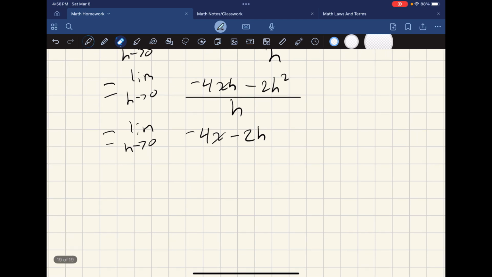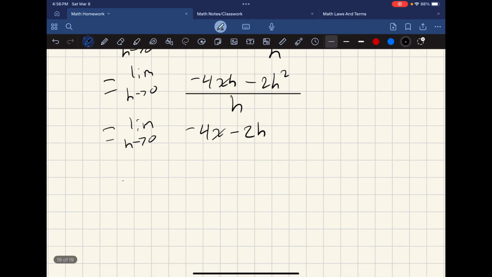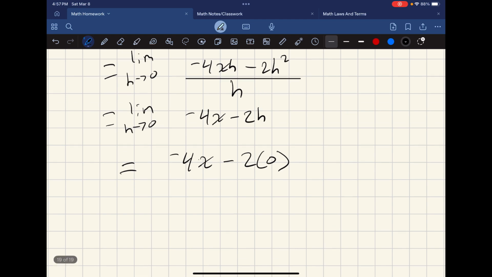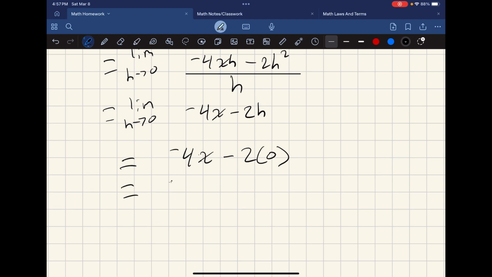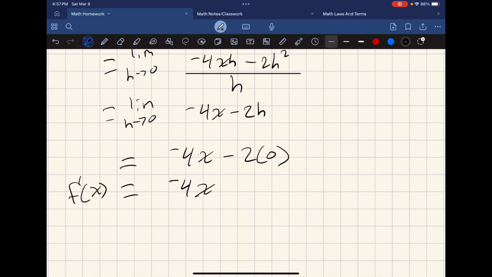So next, we're just going to go ahead and plug in 0 for h. And then that'll give us our f prime, so our final derivative. So negative 4x minus 2 times 0. And our final equation for f prime of x is going to be negative 4x.